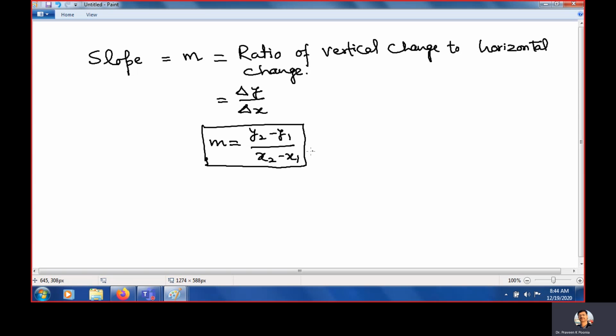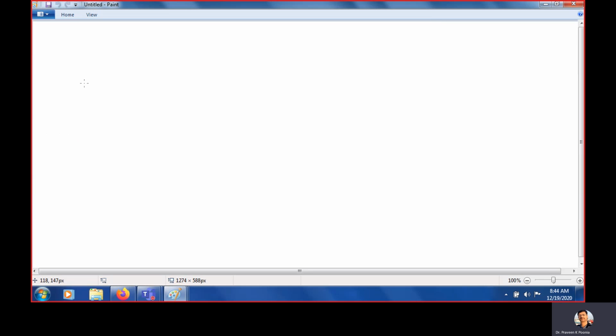And remember, here x2 should not be same as x1. If they are same, it will be y2 minus y1 upon 0. And as per the rational number, 0 cannot be possible inside the denominator. Clear? So this is the slope of this. Okay. Now we will discuss some examples.